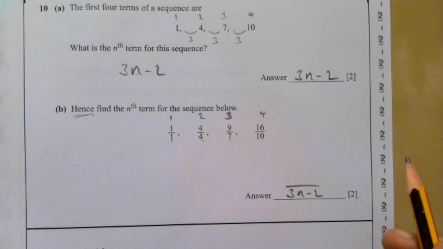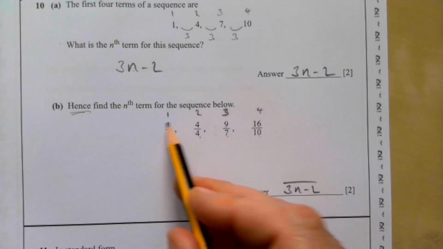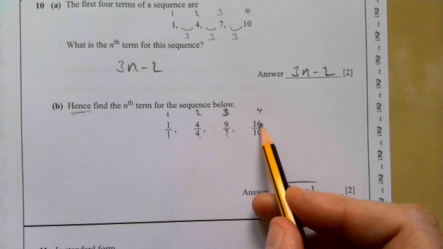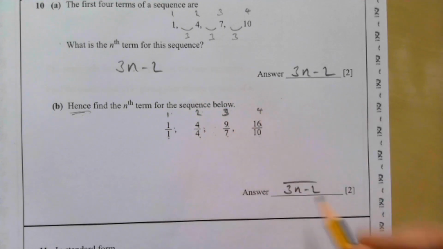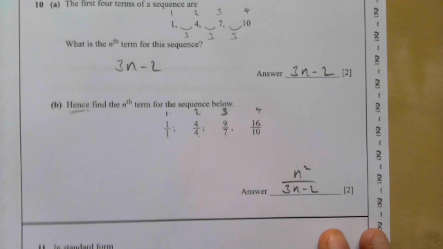And they're looking for you to recognize these numbers here. 1, 4, 9, 16. Well, those are just the square numbers. 1 squared, 2 squared, 3 squared, 4 squared. So I write my n squared here.